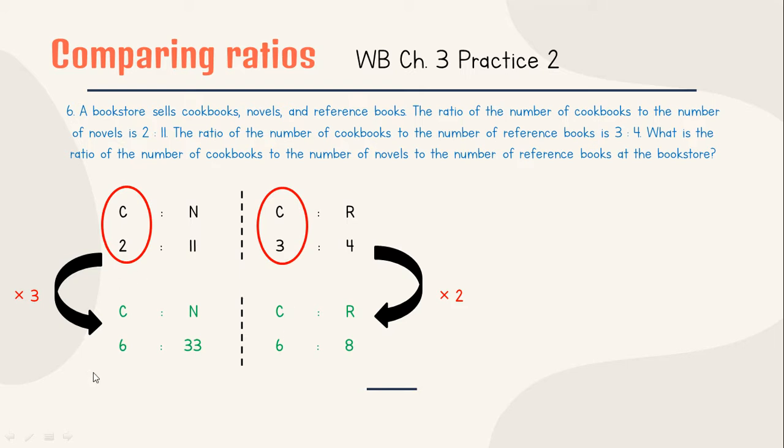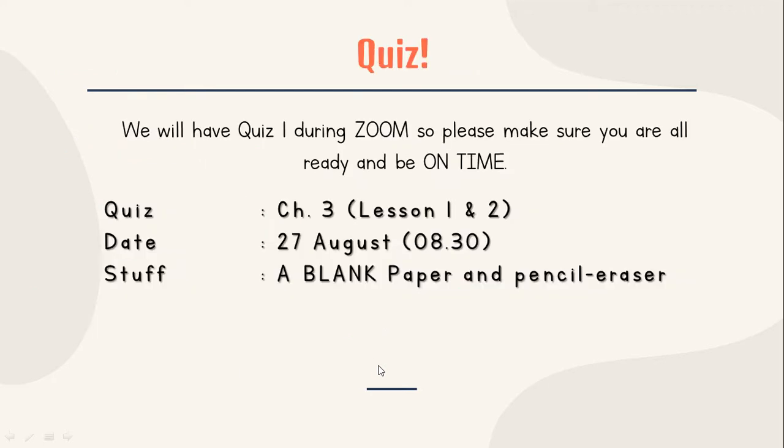Once it is the same, we can go to the next step. What is the next step? Answering the question, of course. So the question will ask you cookbook to novel to reference will be 6 to 33 to 8. In case you are wondering why is it 33, 11 times 3. Or why is it 8? Because 4 times 2. That's it.